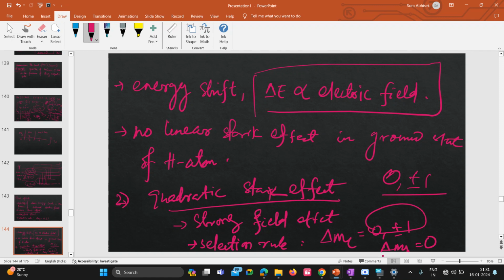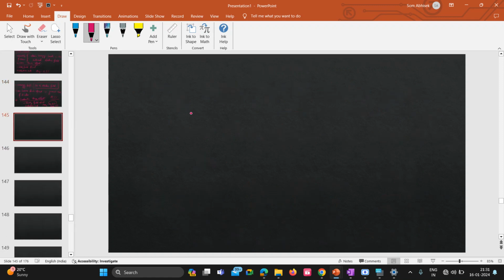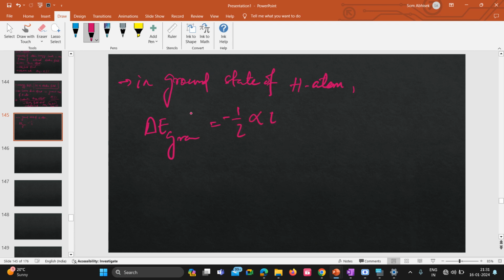Just remember a formula. In the ground state of the hydrogen atom, del E ground is equal to minus half alpha E squared, where alpha is the polarizability.